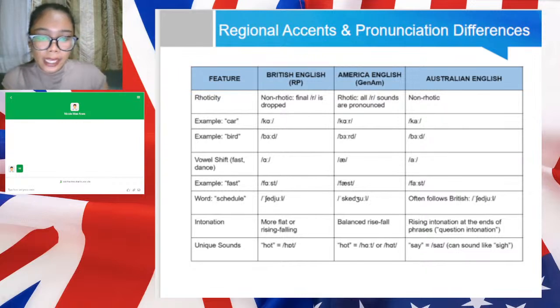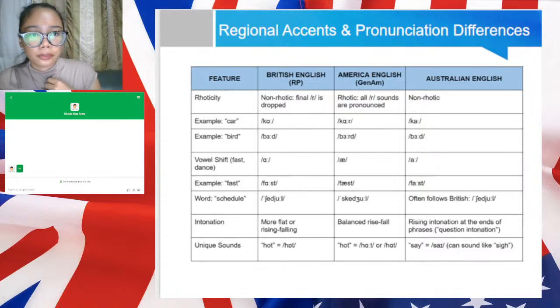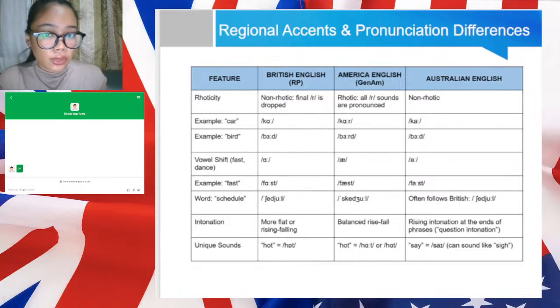The first distinction, again, is what we call rhoticity. Rhoticity is the act of pronouncing the letter R sound that is placed right at the end of a word or right before a consonant. When we say non-rhotic, this is for British English and Australian English. They usually do not pronounce the letter R sound at those two conditions that I've mentioned earlier, while General American, or American English, usually does.